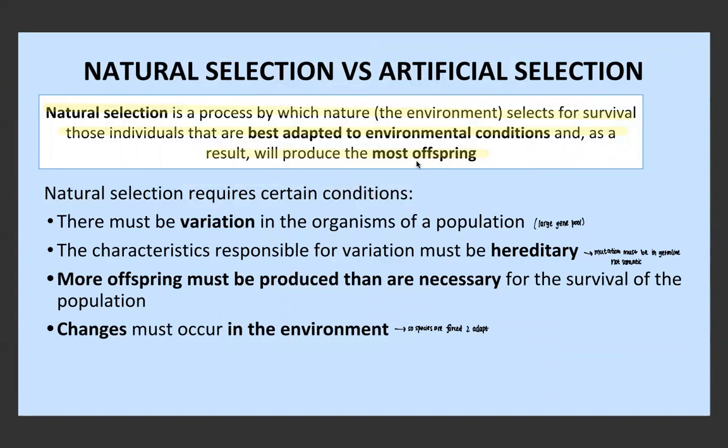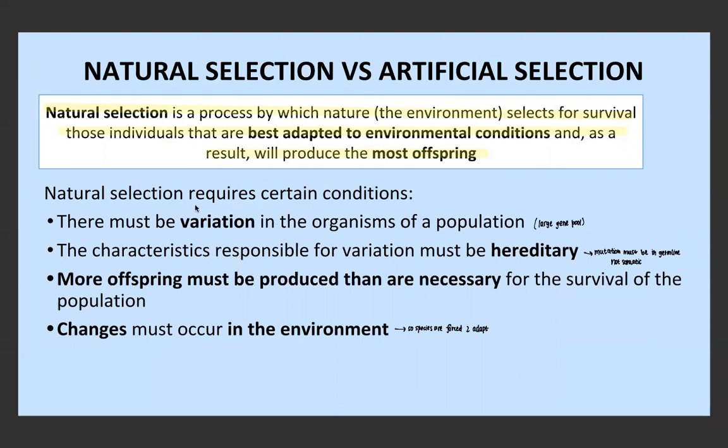So the best definition to learn of natural selection would be: natural selection is a process by which nature or the environment selects for survival those individuals that are best adapted to the environmental conditions and, as a result, will produce the most offspring. So there are a few conditions that natural selection requires. Without them, natural selection won't happen.